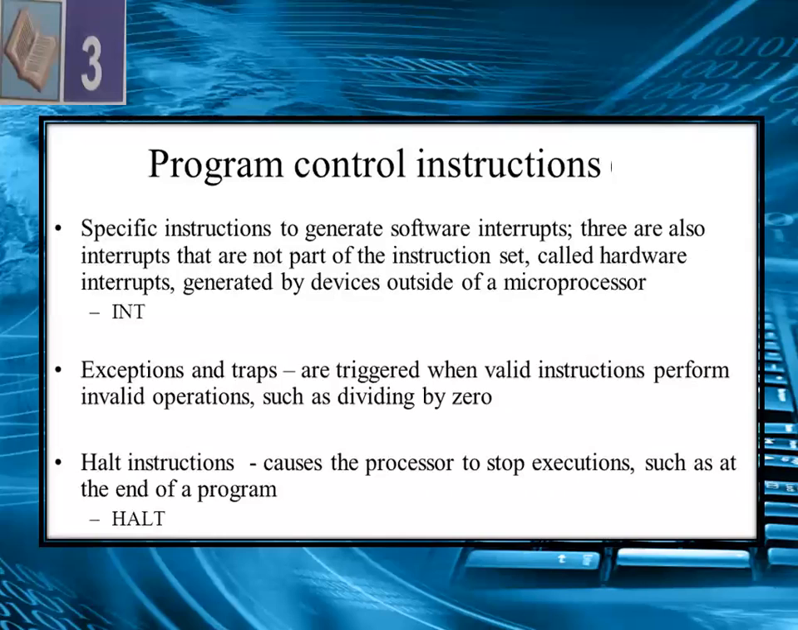So program control instructions include specific instructions to generate software interrupts. There are also interrupts that are not part of the instruction set, called hardware interrupts, generated by devices outside of a microprocessor. Exceptions and traps are triggered when valid instructions perform invalid operations such as dividing by zero. Halt instruction causes the processor to stop execution, such as at the end of a program. So program control transfer instruction is basically used to transfer the control and interrupt the sequence of your execution.